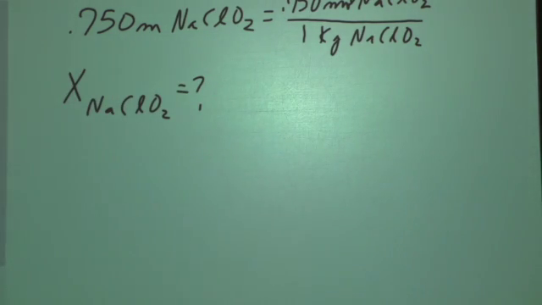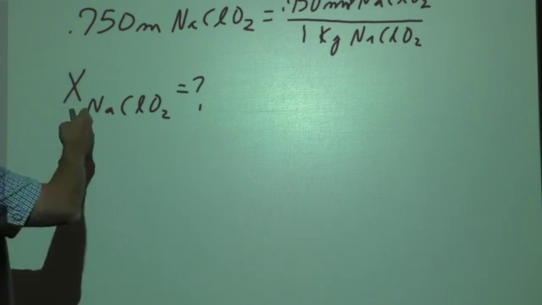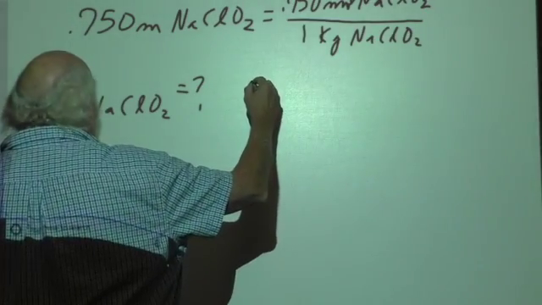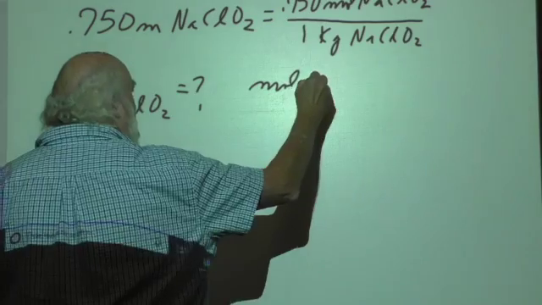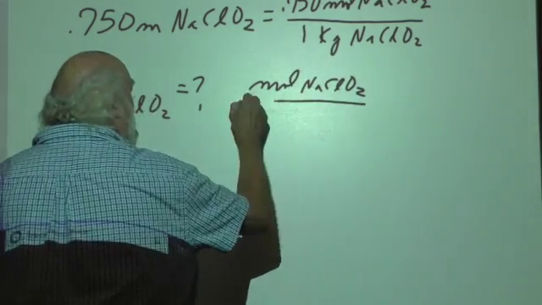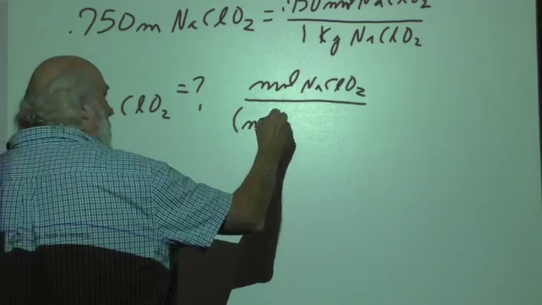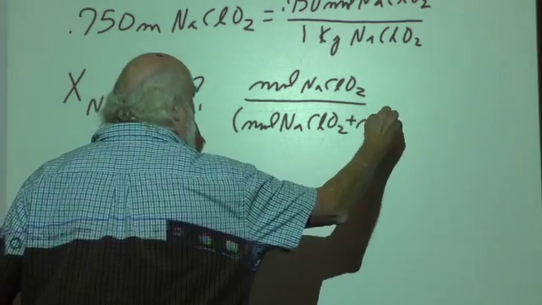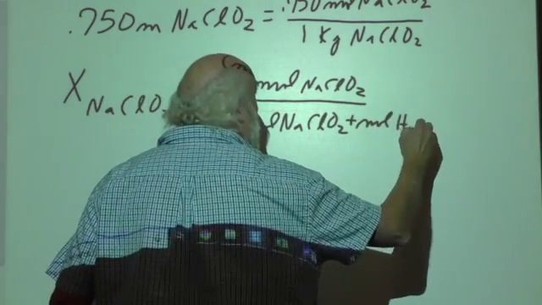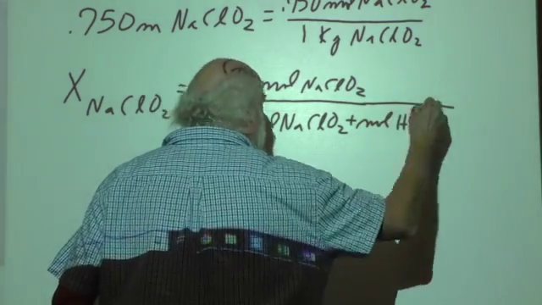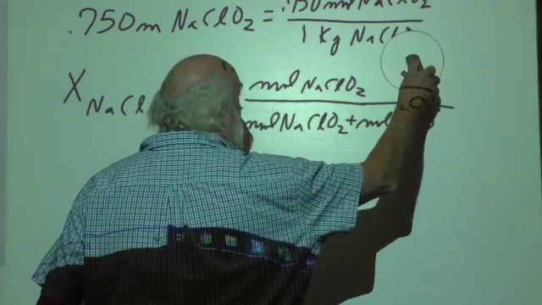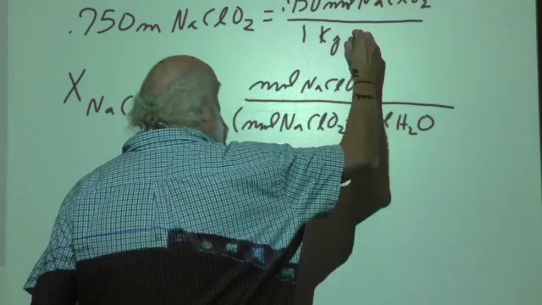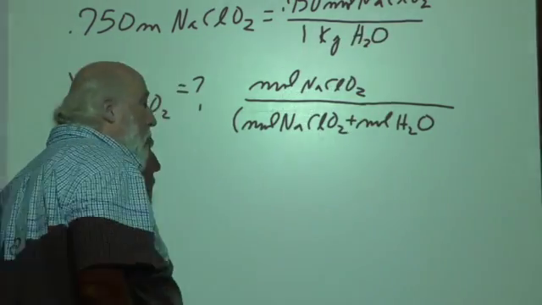Okay? So, in finding the mole fraction of NaClO2, this is going to be equivalent to moles of NaClO2 over the sum of the moles of NaClO2 and the moles of H2O. Okay, why did I put the solute down twice? The solvent here is water, so this really should be H2O here. Must be getting late.